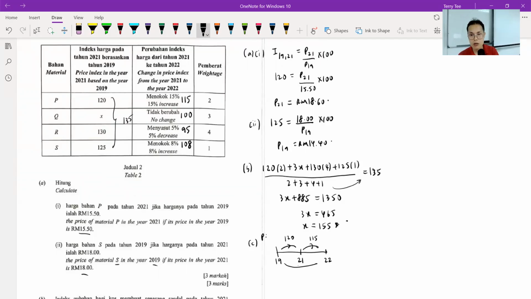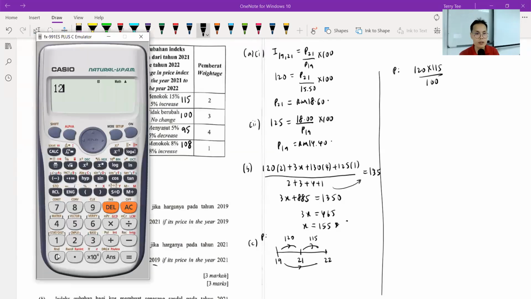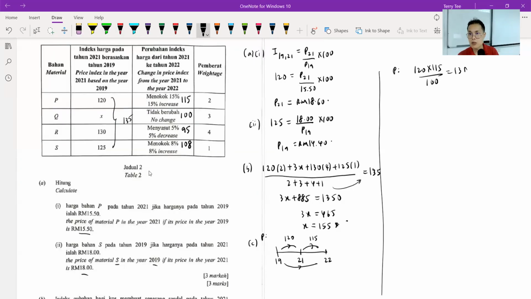So to find the overall increment, we basically take 120. Let me write over here. Okay, so this is material P. We take 120 times 115 over 100. Use a calculator. 120 times 115 over 100. This will give us 138. So we're going to do the same for every single one. For Q, it's the same thing.